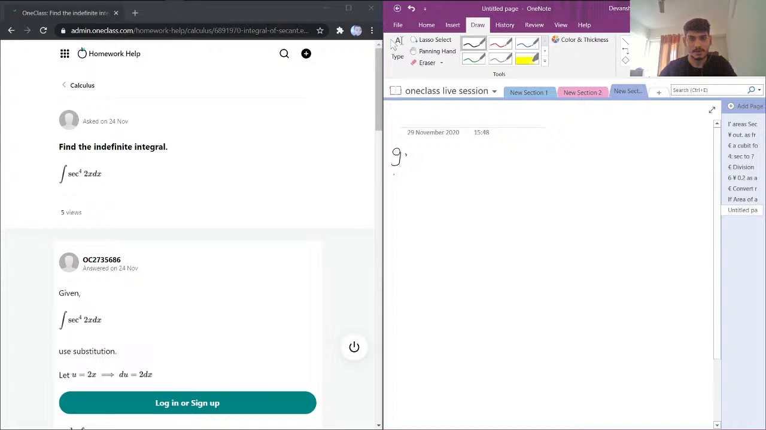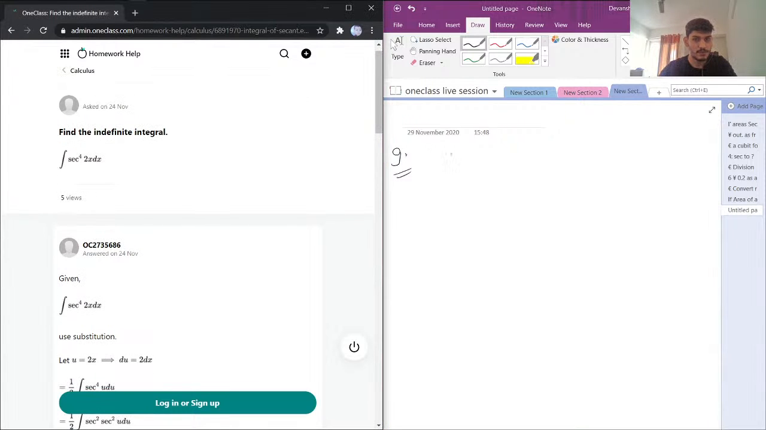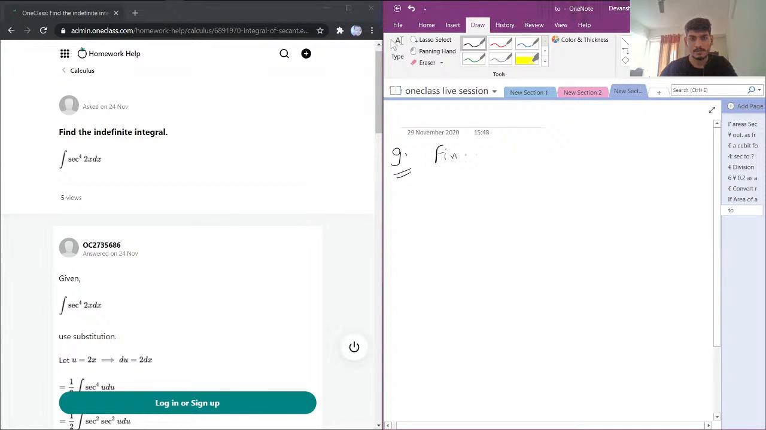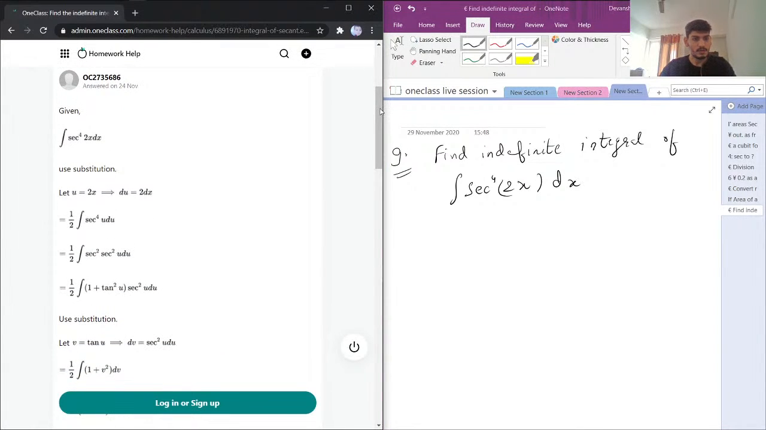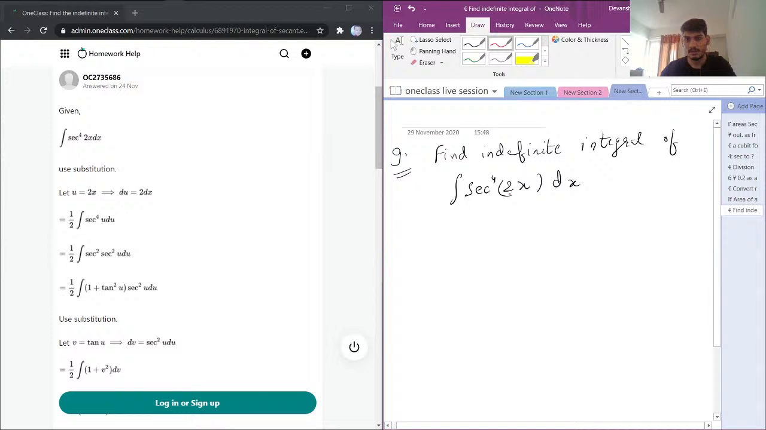We have question number 9. We have to find the indefinite integral of secant power 4 of 2x dx. So what kind of method have they used? First, I will convert this to a function of a single variable.